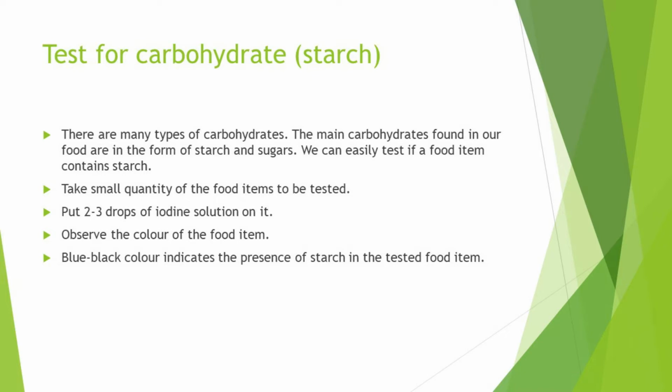Now the various nutrients present in our food are carbohydrates, fats, proteins. We can identify the major nutrient present in food by performing certain tests. Now the first test we will do is for the carbohydrates, that is starch. There are many types of carbohydrates. The main carbohydrates found in our food are in the form of starch and sugar. We can easily test if a food item contains starch.